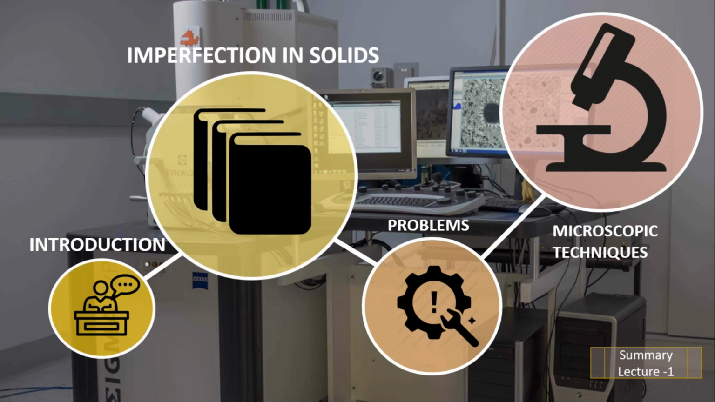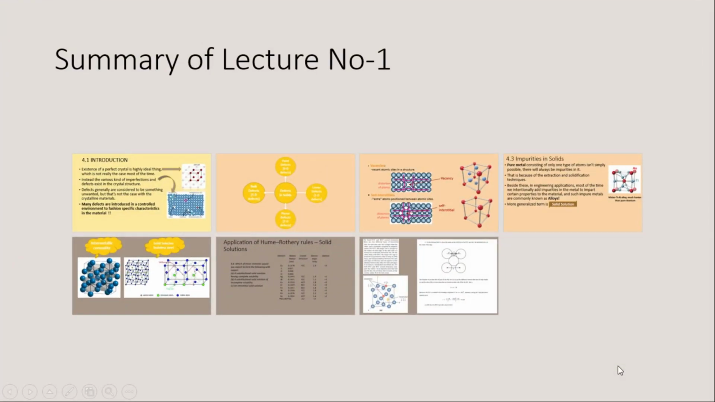So we were discussing chapter number 4, that is imperfection in solids, as per your course plan. So we'll start with a brief summary of the previous lecture and then we'll move to the new topic.